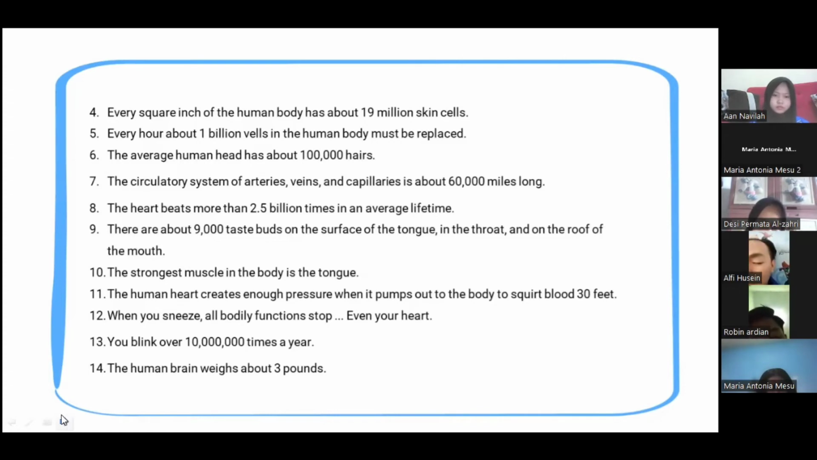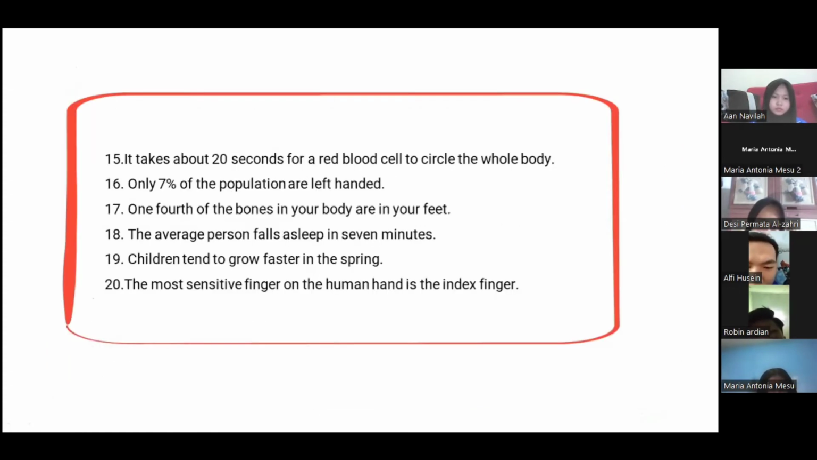Next, it takes about a second for blood to get to the whole body. Only a small part of the population is left-handed. One quarter of the bones in your body are in your feet. The average person falls asleep in 7 minutes.